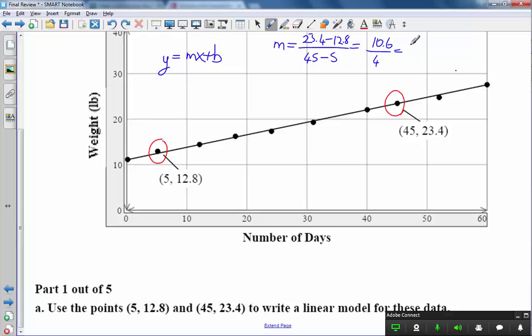2.65 over 40. So it's 0.265. Is that right? There you go. I can still do math. And that's your slope. So use that. This goes here.